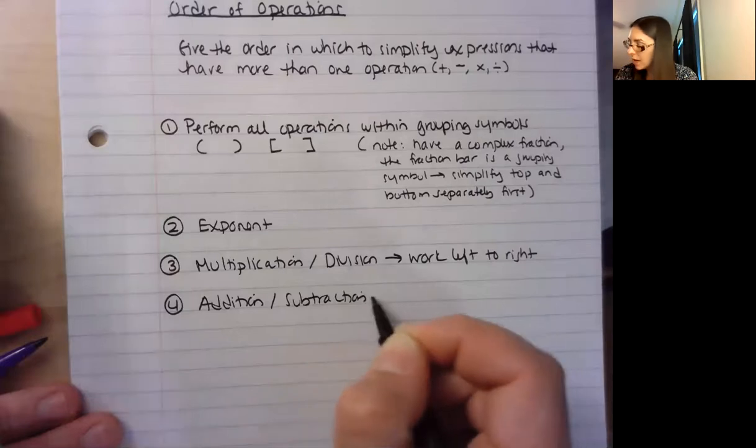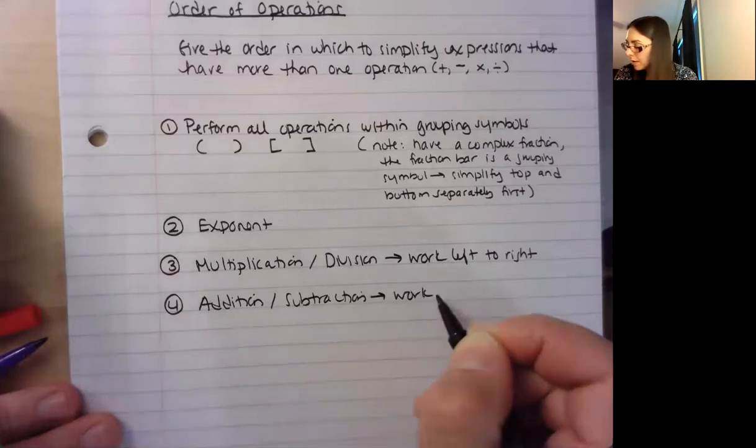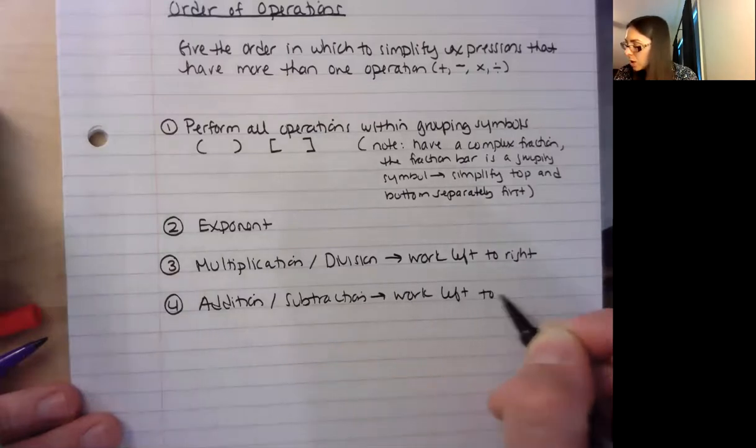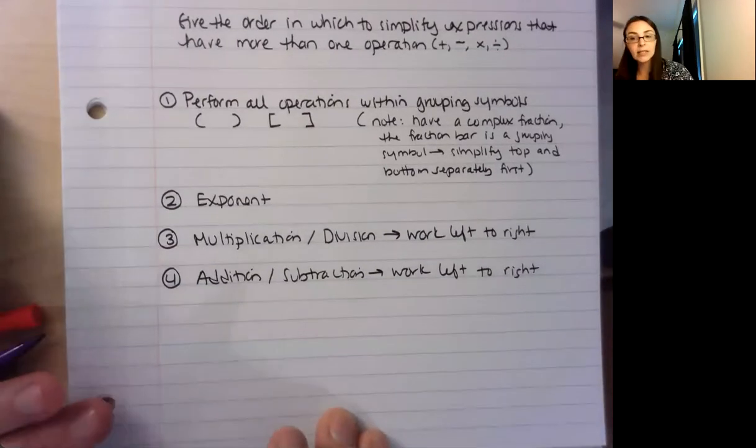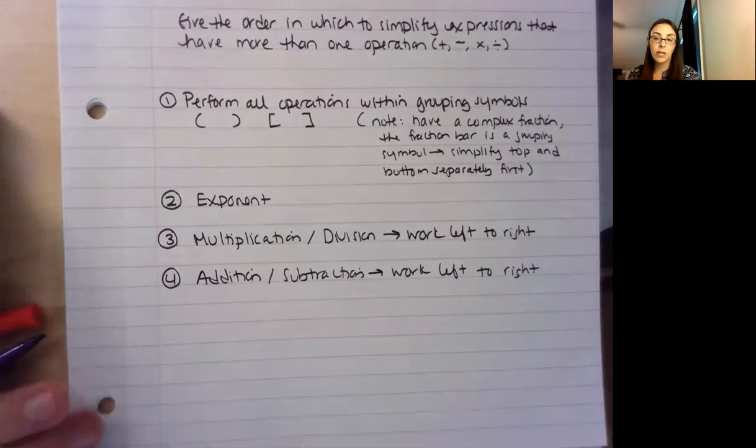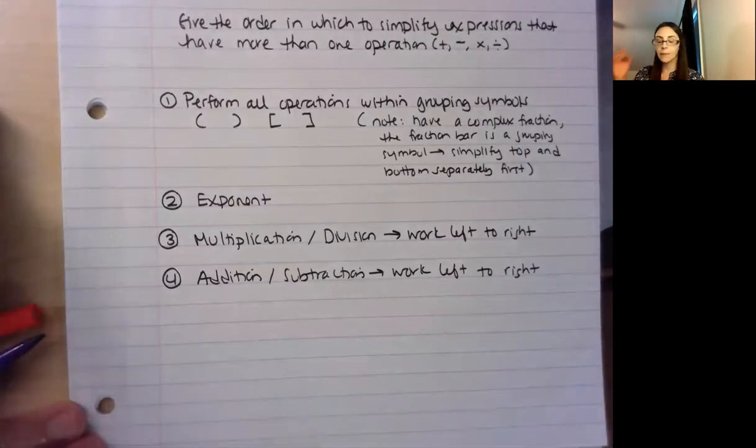And again, you do have to work left to right here. And this always trips students up because they just kind of get used to doing all the adding first and then the subtracting second. And that's not how it works. These are equal. So you have to do them in order from left to right.